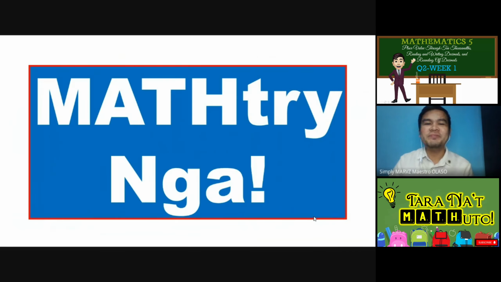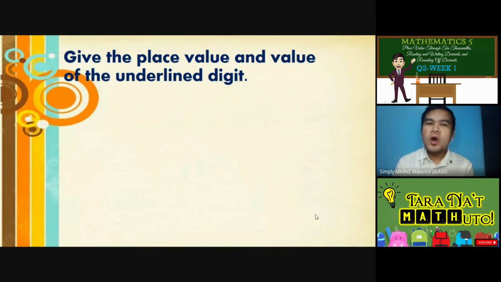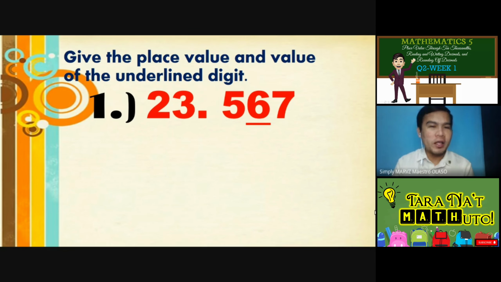Let's try this one. Now, give the place value and value of the underlined digit. Example number 1, 23 and 567 thousandths. As you notice, we have the underlined digit 6. Again, let us discuss one by one the place value of the decimal.